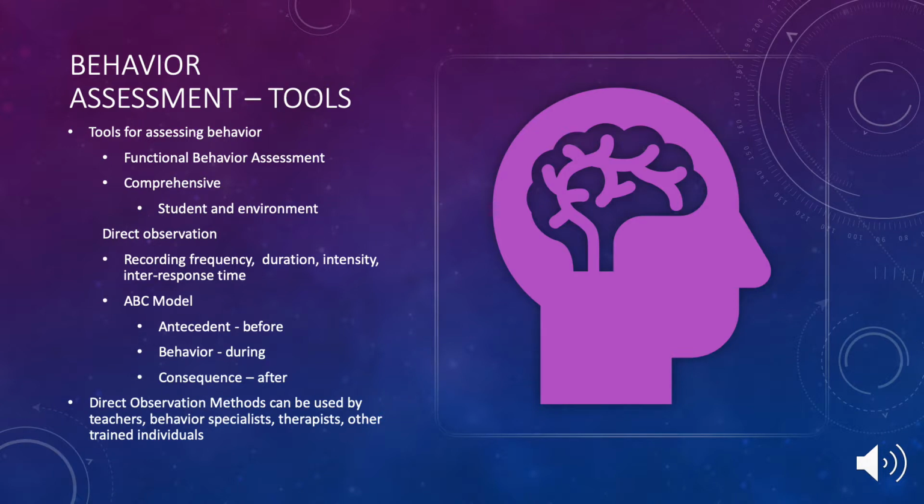Some of the tools that are used for assessing behavior include a functional behavior assessment, and they're comprehensive. It looks at both the student and the environment. And some of the methods used are direct observation. And most of the recording models follow the ABC model, looking at the antecedent, behavior, and consequence. So observations can be made by teachers, clinicians, or trained paraprofessionals.